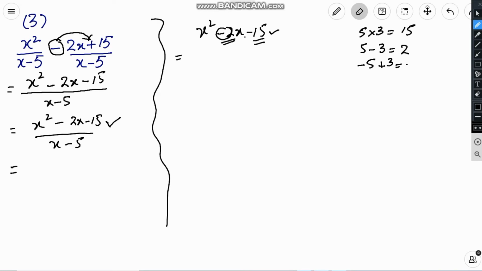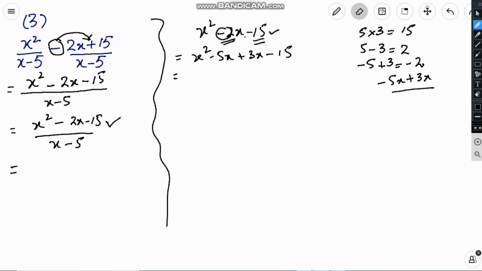Now you will get minus 2. So what factors can you write? You can write it as minus 5x plus 3x. So just write these two factors here: x square minus 5x plus 3x minus 15.